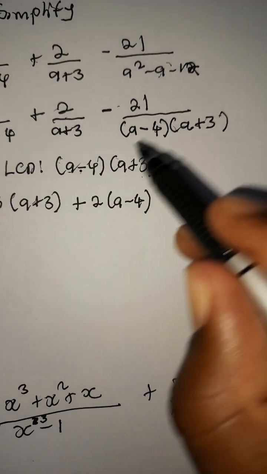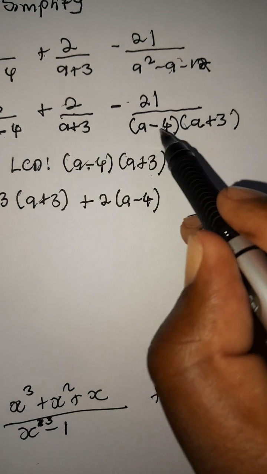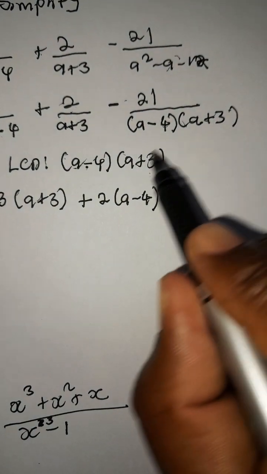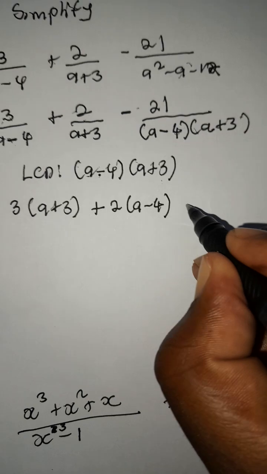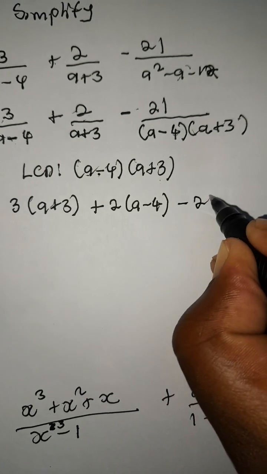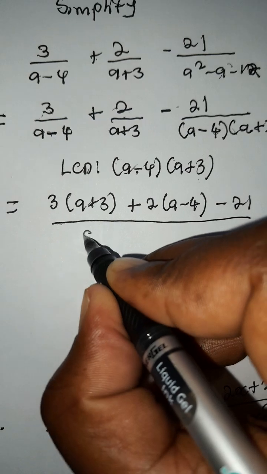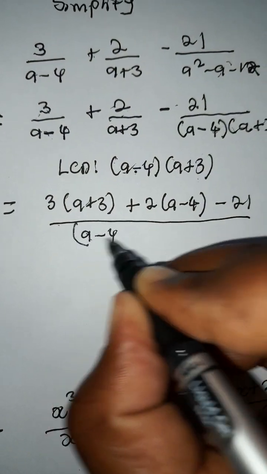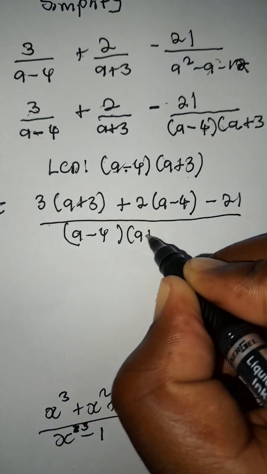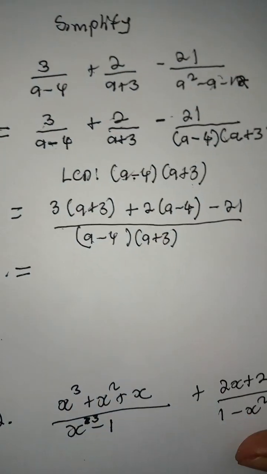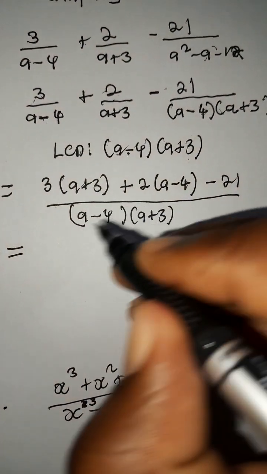Then at the third fraction, we're also going to multiply by the LCD. We have common brackets: a minus 4 cancels a minus 4, and a plus 3 cancels a plus 3, meaning that we are left with negative 21. So the third step will be to multiply out the brackets.